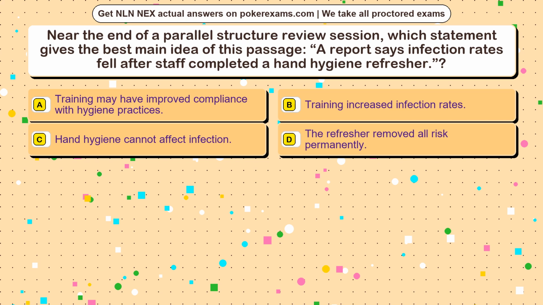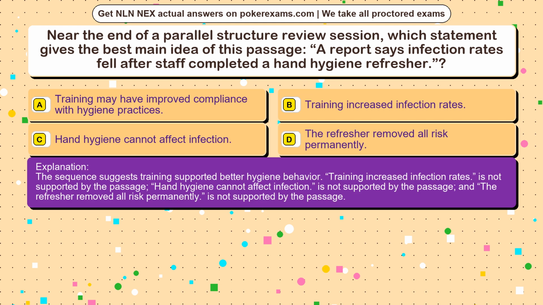The correct answer is option. The sequence suggests training supported better hygiene behavior. Training increased infection rates is not supported by the passage. Hand hygiene cannot affect infection is not supported by the passage, and the refresher removed all risk permanently is not supported by the passage.